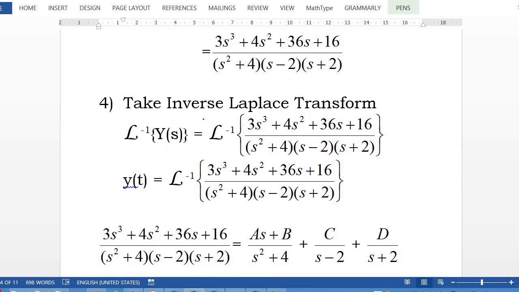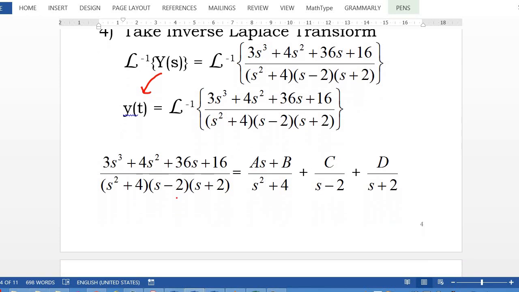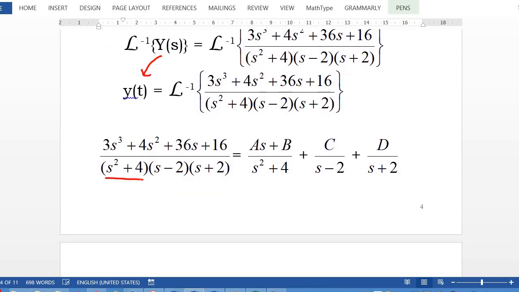So lastly, the fourth step takes the inverse Laplace transform of Y(s) to get y(t). To get y(t), you need to find the inverse Laplace of 3s cubed plus 4s squared plus 36s plus 16 over (s squared plus 4)(s minus 2)(s plus 2). Again, we solve it using partial fractions. Notice we have three factors. The first factor is the quadratic factor, s squared plus 4. Hence its numerator must be a linear term, As plus B. As I said, the numerator must always be one degree lesser.